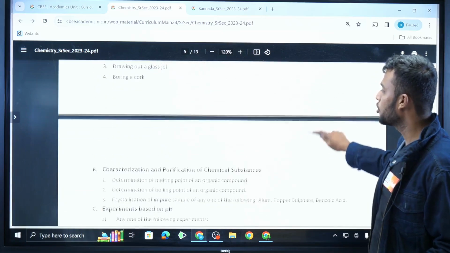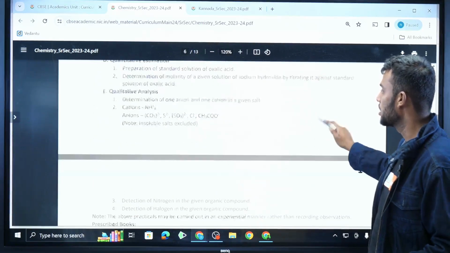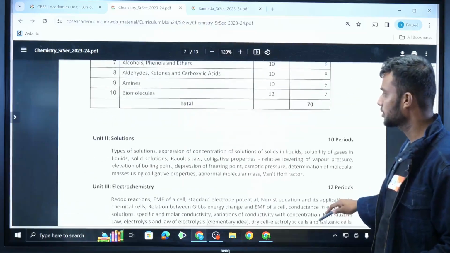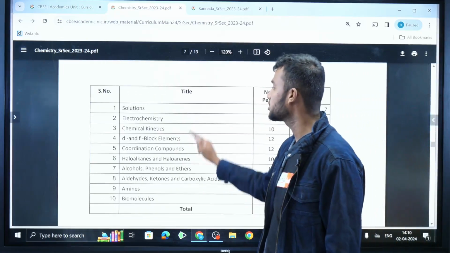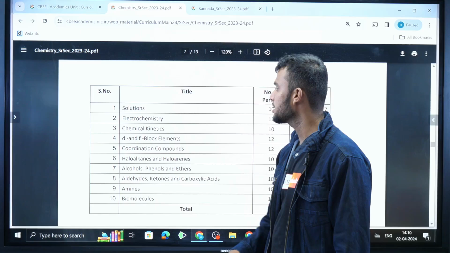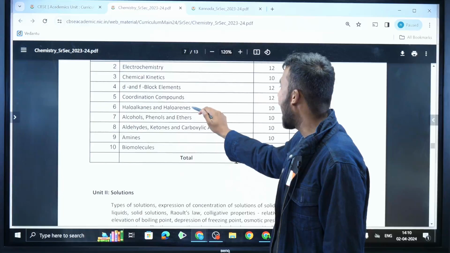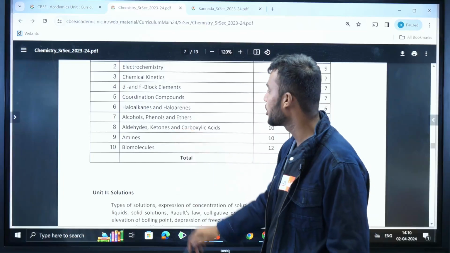Very simple. Then come on, let's move on. Yes, class 11th is done now. Then move on to class 12th. Start with unit 2. In class 12, the first chapter is solutions, the second chapter is electrochemistry, then chemical kinetics, d and f block, a very important unit, coordination compounds, haloalkanes, haloarenes, alcohols, phenols and ethers, aldehydes, ketones and carboxylic acids, amines, biomolecules.